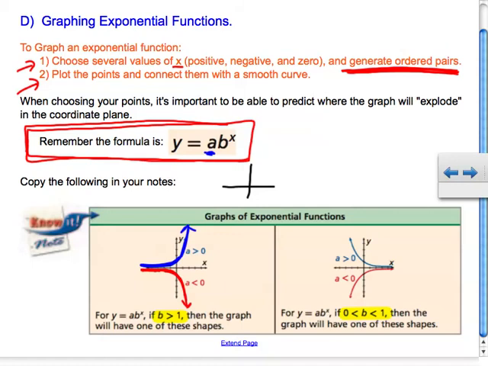And this is also if your b value here is greater than 1. So if b is 2, 3, 4, 5, anything like that, anything bigger than 1, you're going to have this explosion happen on what I would call the right side of the graph. Let's talk about the other option.